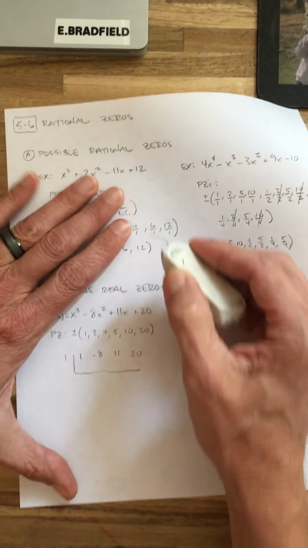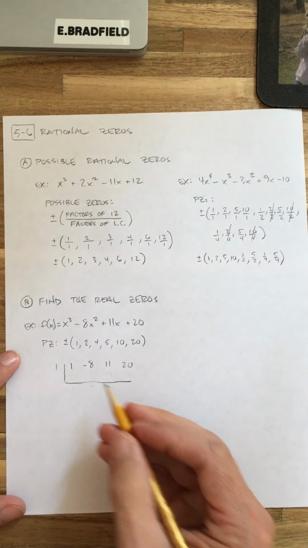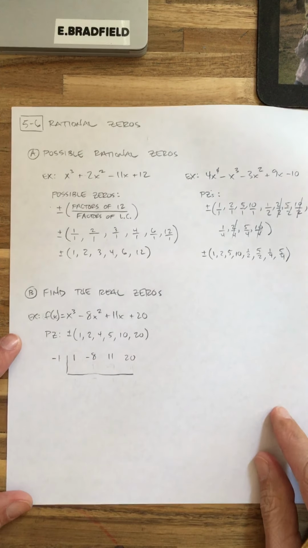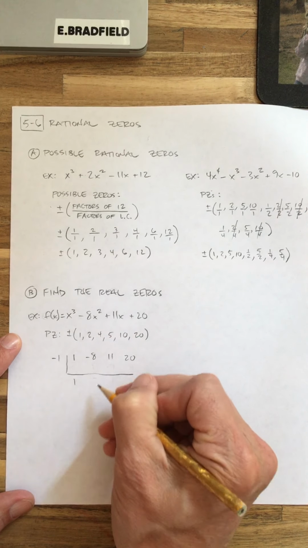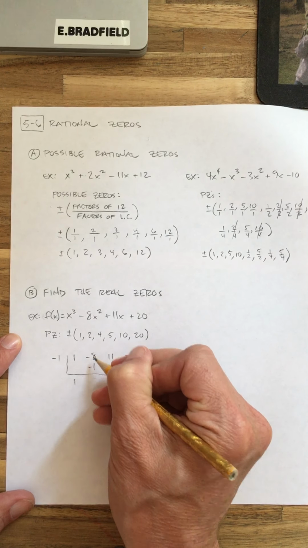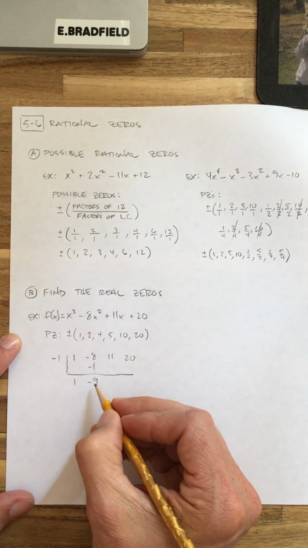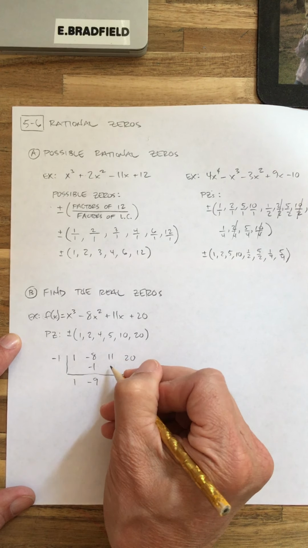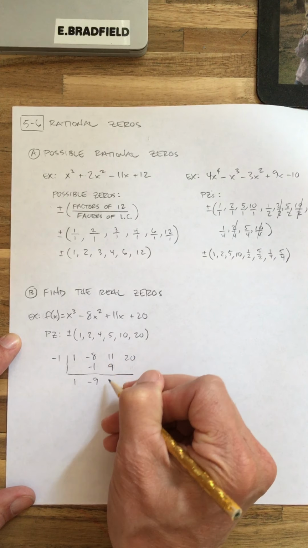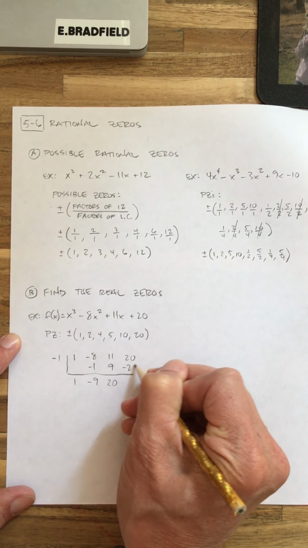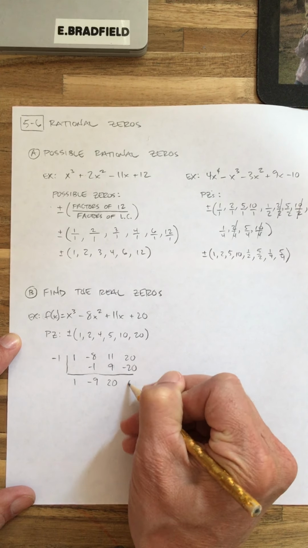Okay, all right, and I tried 1. Let's try -1. Okay, might work, might not. Who knows? Bring down the 1. 1 times -1 is -1. Okay, -8 and -1 is -9. Okay, -1 times -9 is +9. 11 plus 9, ooh, that's 20. -1 times 20 is -20. 20 and -20 is 0.